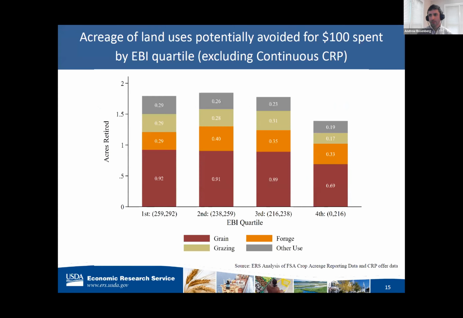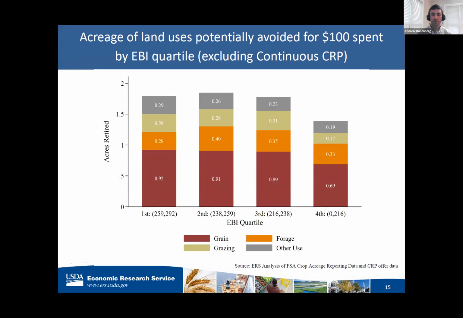So again, we look at this across EBI quartiles. So just focusing on this first quartile, if $100 was spent on enrolling these offers from the first quartile, what would be obtained would be 0.92 acres of grain, 0.29 acres of forage, and then 0.29 of both grazing and other use.